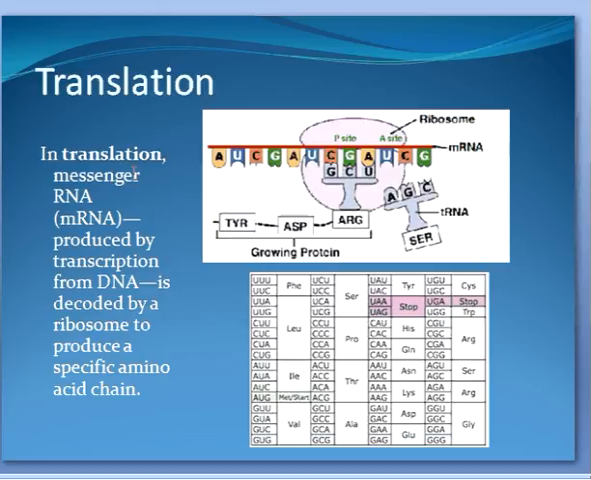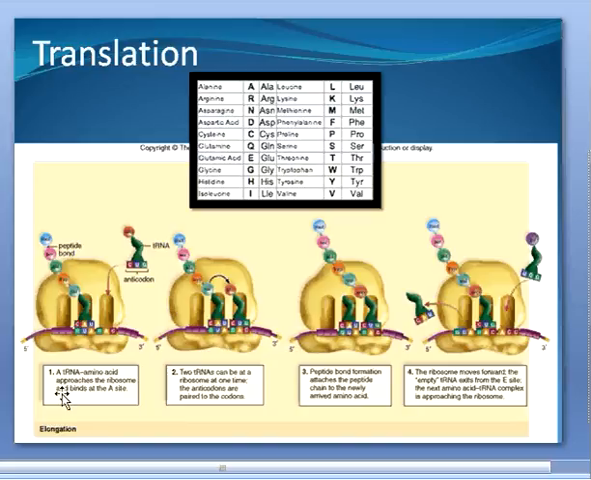It says here in translation, just the same thing I think I've just said, messenger RNA produced by transcription from the DNA is decoded by that ribosome. Remember that messenger RNA comes up and attaches to that ribosome because it's the ribosome that's going to actually translate the code to produce a specific amino acid chain, and then after that the amino acid chain will be formulated into a protein.